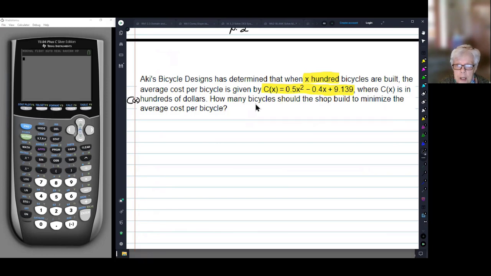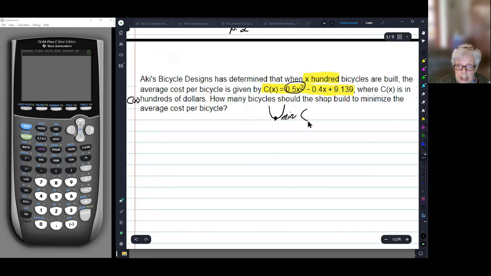Okay, so we need to find the number of bicycles in order to minimize the cost. Now let's look at this function. It's quadratic and the leading term is positive. So this is a cupped up parabola. The vertex gives us the minimum. So this is the right question to be asking. We're going to minimize this. That is, we need to be able to minimize the cost, but we're not being asked to do that. We're only being asked to find the number of bicycles that need to be built. That's X.